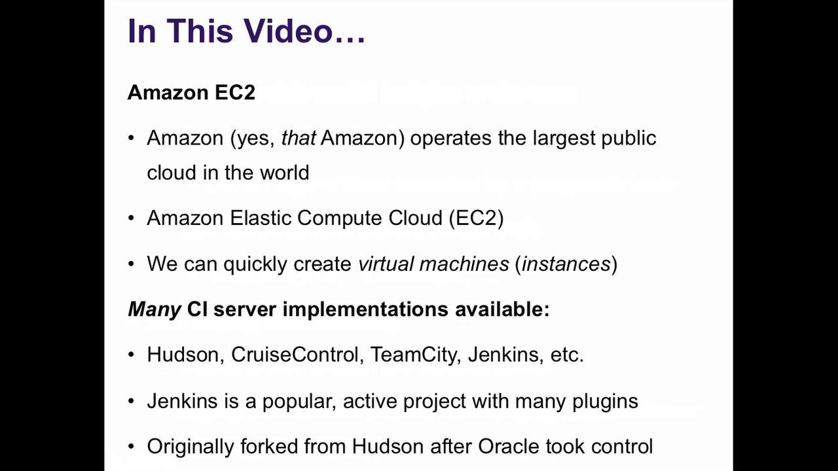Now, one thing you may notice if you look up documentation on Jenkins on the internet, you may see a lot of references to Hudson. Jenkins originated from the Hudson project. It was forked from that project after Oracle took control of Hudson and the development team began to worry about how well Oracle would manage the project. So they forked the project and they released it under the name Jenkins. So in this video, we will set up a Jenkins continuous integration server on Amazon EC2.